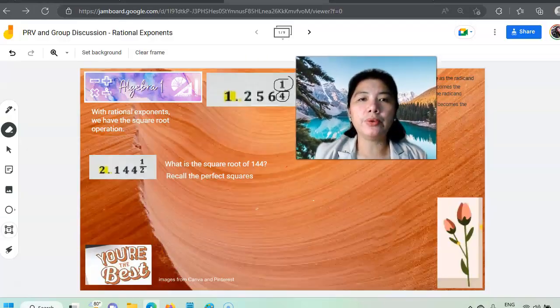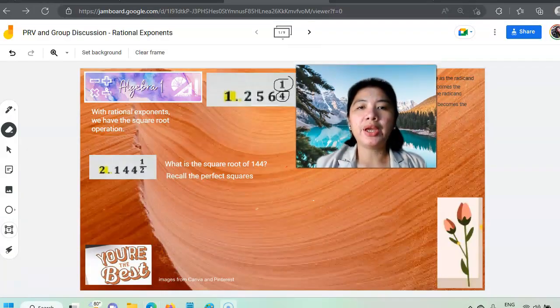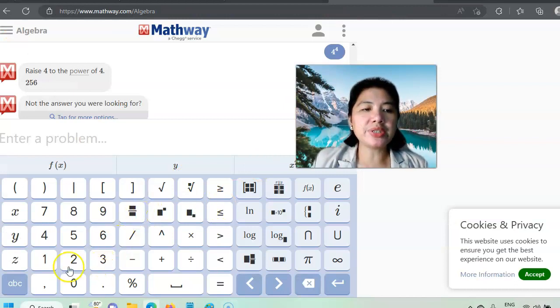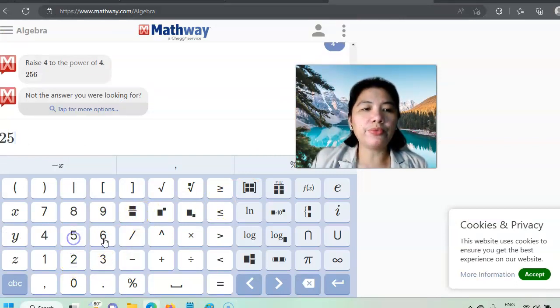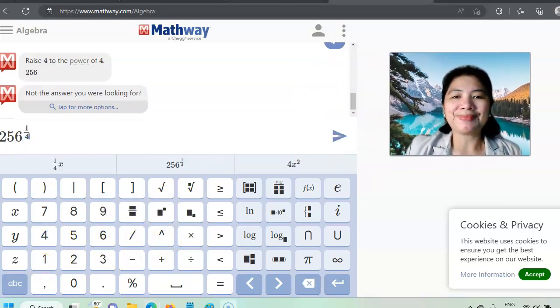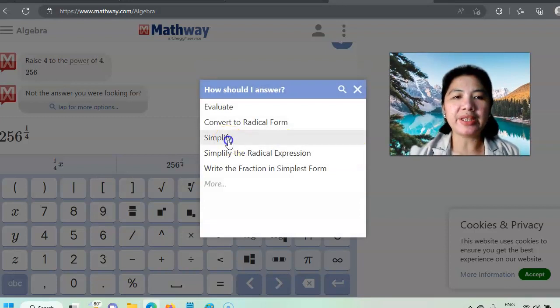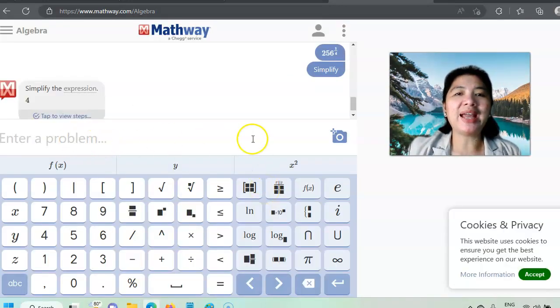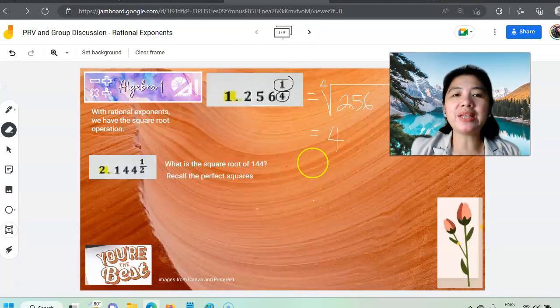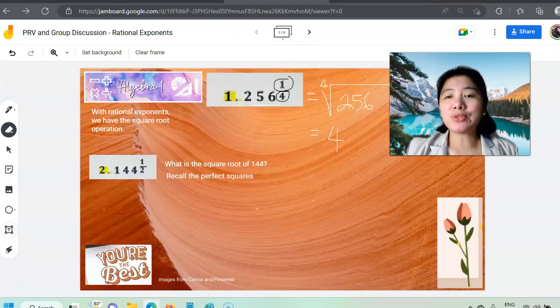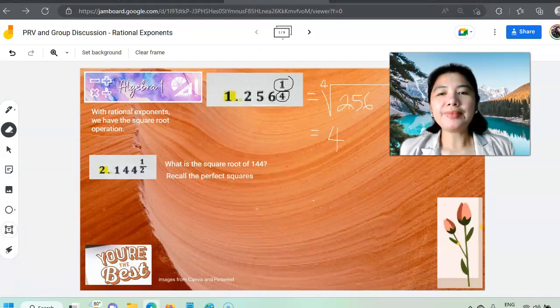So we just type here 256, then the radical, then 1/4, and then go and simplify, and the answer is 4. So your final answer is correct. Then you just have to show your solution.